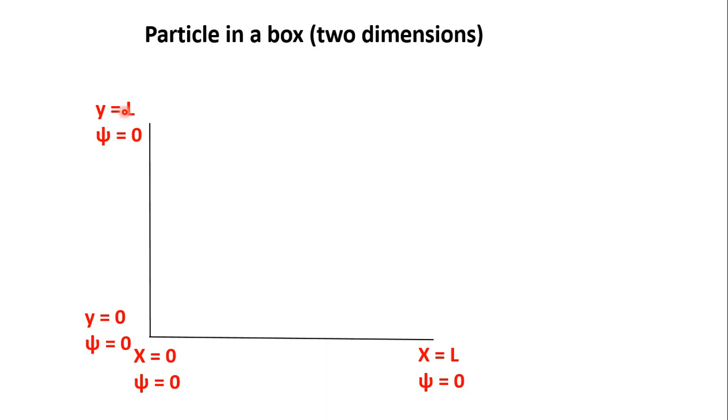In the box the particle keeps moving, and the moving particle is found in between the boundaries and it is not found at the boundaries. So in between the boundaries the particle can be found, that means psi is not equal to 0.